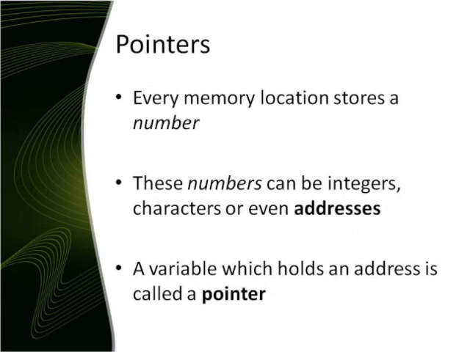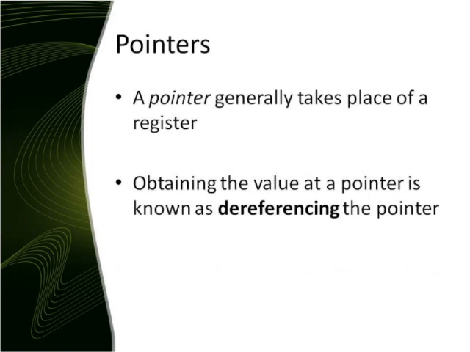Every memory location stores a number. These numbers can be integers, characters, or even addresses. A variable which holds an address is called a pointer. A pointer generally takes the place of a register. Obtaining the value at a pointer is known as dereferencing the pointer.